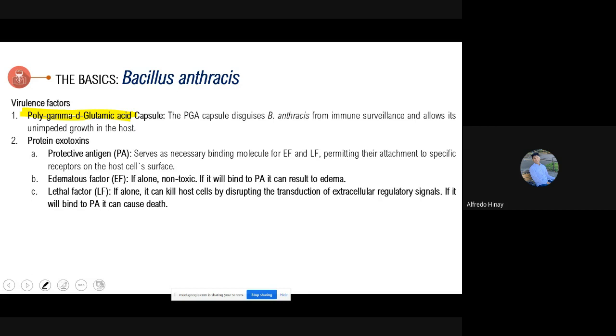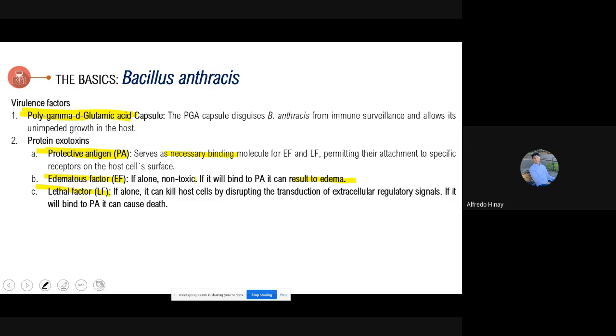So let's start with the basic one. Ito yung pinaka-requirement sa lahat. Dapat muna meron kang protective antigen or PA, class. Your PA or protective antigen will serve as a necessary binding component. Okay? Kung hindi mag-bind si edema factor at saka si lethal factor, class, kay protective antigen, parang wala lang din siya. Okay? So, anong ginagawa, class? Pag meron kang protective antigen plus your edema factor, it will cause edema.